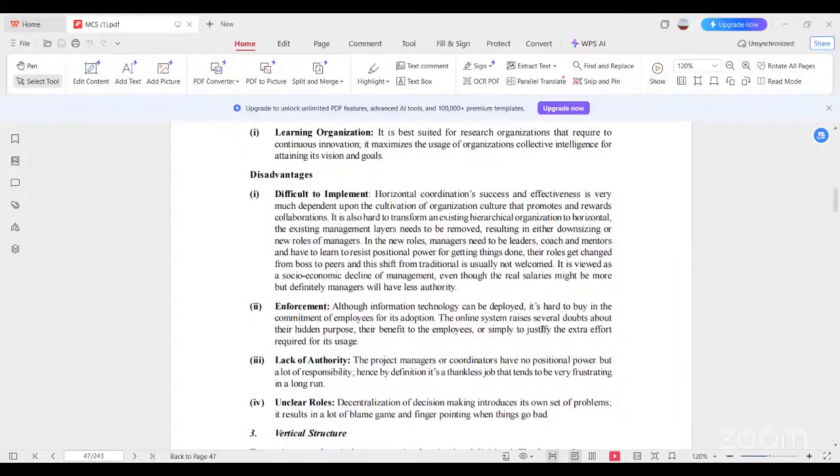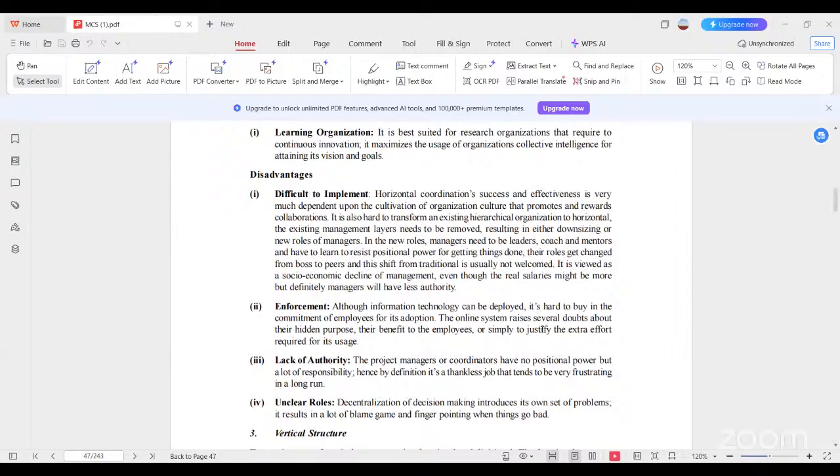Next is unclear roles and accountability. Decentralized decision making basically tries to create confusion. You will have some kind of blame games, as well as a lack of accountability. So basically, what will happen when a project fails? The team members blame each other. No single authority will take responsibility for who has done what.